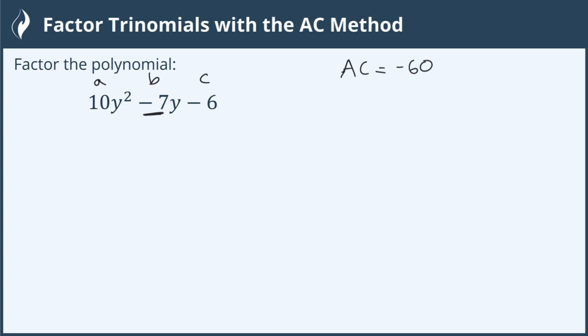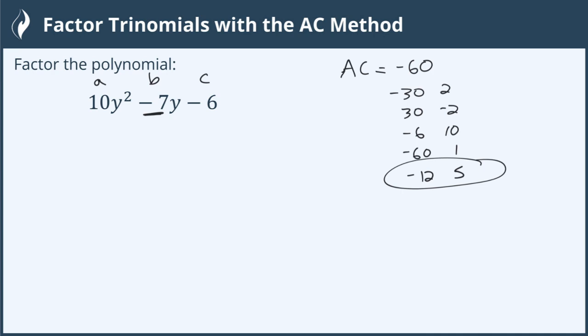So if I start writing out my numbers, I have -30 and 2. That doesn't work. You can also think of the other alternative of +30 and -2. -6 and 10 doesn't work. -60 and 1 does not work. So I keep going until I find two numbers that multiply to be -60 and add to be -7. So -12 and 5, that works. These two multiply to be -60 and add to be -7.